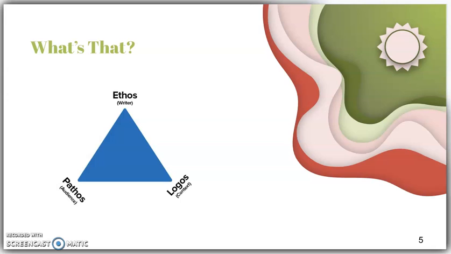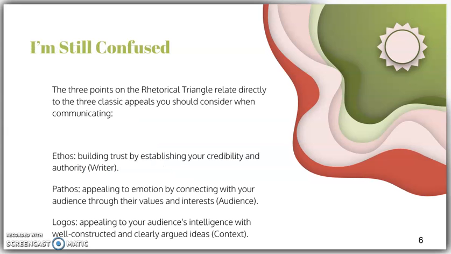So what is the rhetorical triangle? Well, as you can imagine, it is literally a triangle. It has ethos, pathos, and logos at the 3 points, although the order of which they go isn't necessarily important. And maybe you're thinking, okay, that's great, it's a triangle, I'm still super confused. That's fine. Let me lay it out for you.